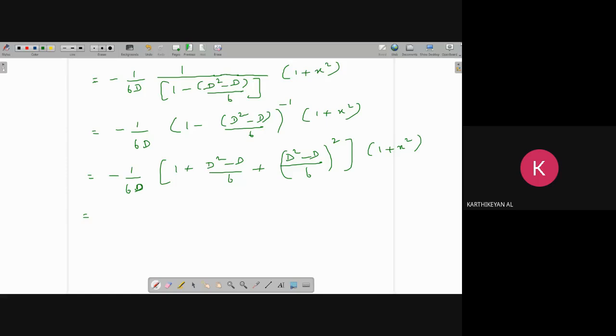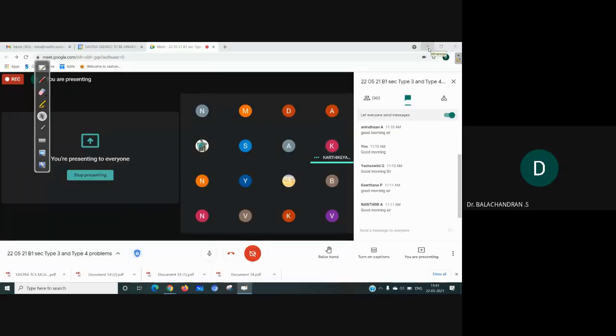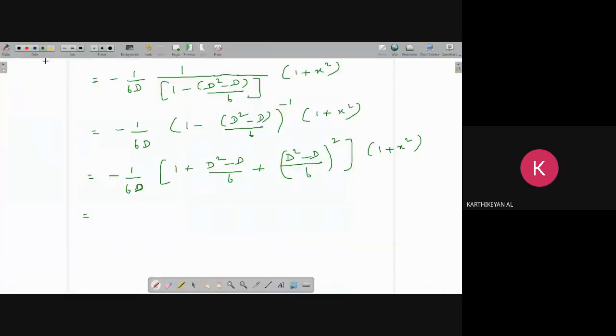Sir, please start again. Sir, the second term should be negative. Which step? D square minus d by 6, before that should be in minus sign, sir. 1 minus x whole power minus 1. 1 minus x whole power minus 1 is what? 1 plus x plus x square, everything is plus. Oh, okay, sir. Okay, sir.